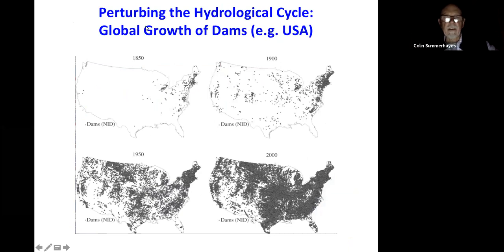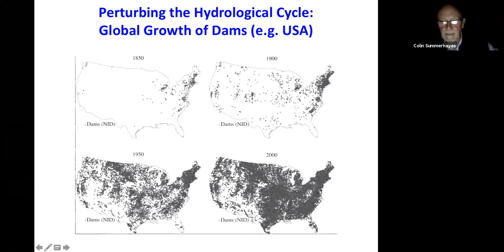So I want to look at now the perturbing of the hydrological cycle in the Anthropocene. So we're looking at the growth of dams. 1850 in the USA, those black dots show you where the dams were. 1900, not a lot of difference. 1950, an awful lot of dams, and that really then carried on massively, so that by 2000, you can hardly see any white on the right-hand side of the diagram. Every river in the United States, so every stream, has been dammed 5, 6, or 7 times. The white areas are mostly mountains or deserts where you wouldn't have any dams anyway.